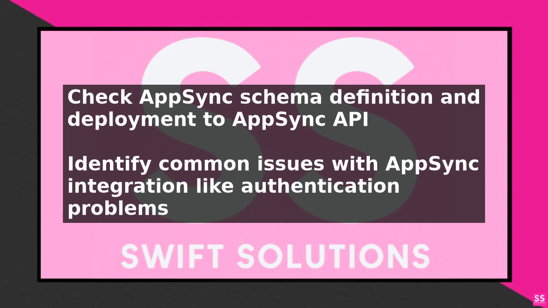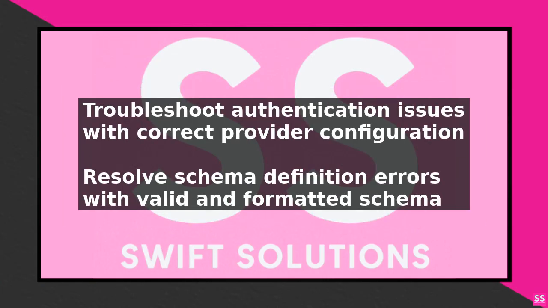To troubleshoot authentication issues, ensure that your AppSync API is configured to use the correct authentication provider, such as Amazon Cognito, and that your client-side code is properly configured to handle authentication. For schema definition errors, check that your schema is valid and correctly formatted, and that you have deployed the latest version of your schema to your AppSync API.